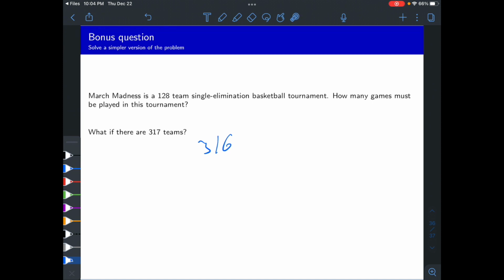And so you don't even have to do that weird bracketing thing at all. It's totally inefficient and totally unnecessary. You just don't have to do it. If there are 128 teams, then there's just going to be one less than that number of games. And that applies no matter how many teams there are. It does not matter how you structure the tournament. This is going to be the number of games that need to be played.